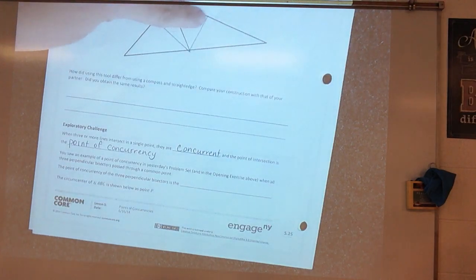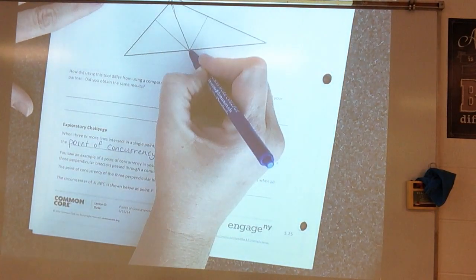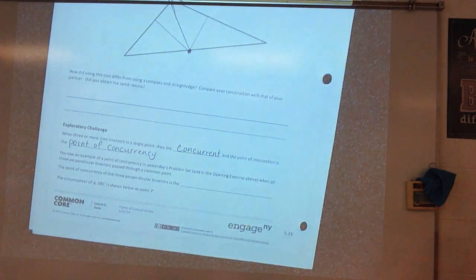So all 3 of these lines are concurrent. This would be the point of concurrency. Okay? You saw an example of a point of concurrency in yesterday's problem set, which you did some of, but not all of. And the opening exercise above, I showed you that all 3 perpendicular bisectors pass through a common point. The point of concurrency of the 3 perpendicular bisectors is what we call the circumcenter of the triangle.